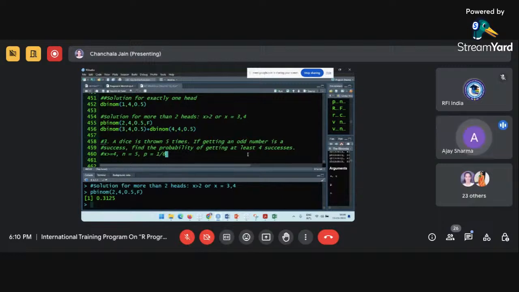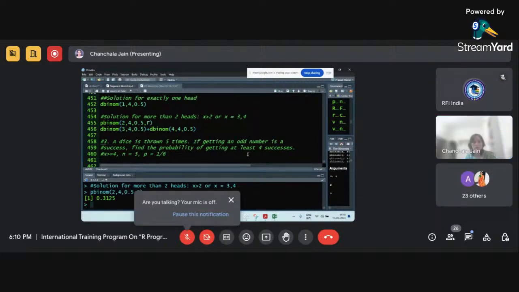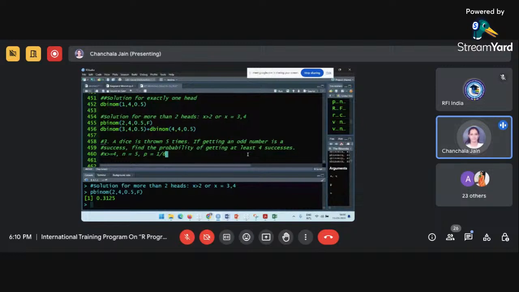Odd number can come in, because in a dice there are 6 faces. We are looking for only one face, right? Because we are saying getting an odd number is a success. Yes, you are correct, sir. It will be 3/6. Sorry, I made a mistake. There are 3 outcomes out of 6, so it should be 3/6.